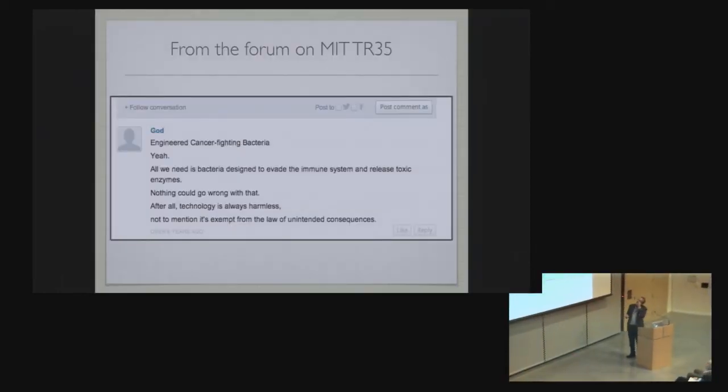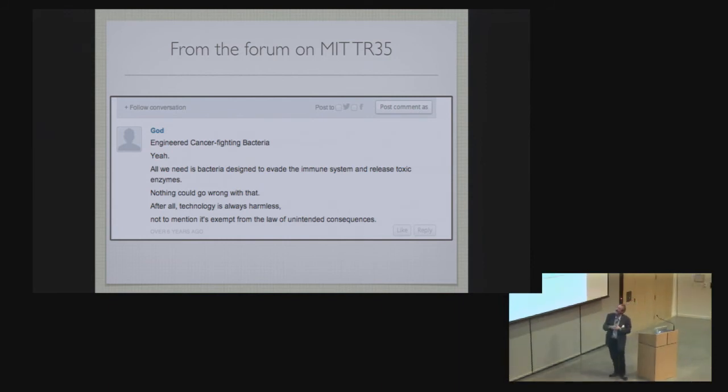Now, the guy who did this, Chris Anderson, and Chris Voigt, were both postdocs in my lab before they became little professors. Chris Anderson won an MIT TR35 award for this. And the first day that the award was announced, the first comment on the announcement was from God, which I thought was cool. But it turns out that God's sarcastic. "Engineered cancer-fighting bacteria, yeah, all we need is a bacteria designed to evade the immune system and release toxic enzymes. Nothing can go wrong with that."